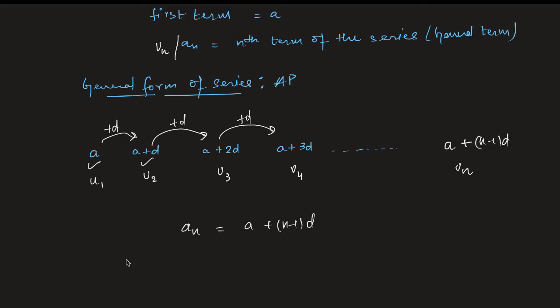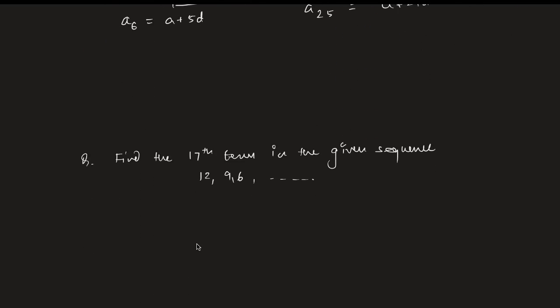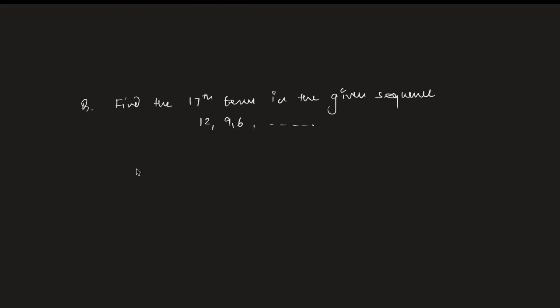Let's suppose someone asks what would be the sixth term. So a6 would be a plus 5d. What would be the 25th term? That is a plus 24d, and so on. So this is our general formula, and it is given in your formula booklet, or it's very easy to remember. It's just simple logic, a plus n minus 1 d. Now let's apply this formula in this question.